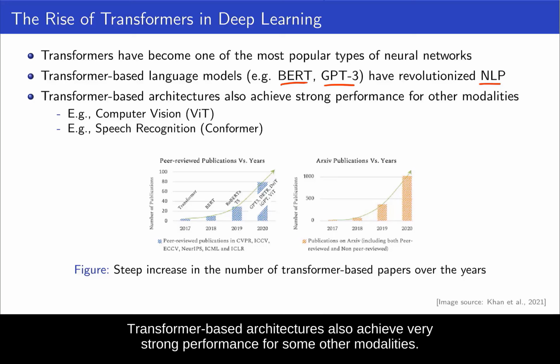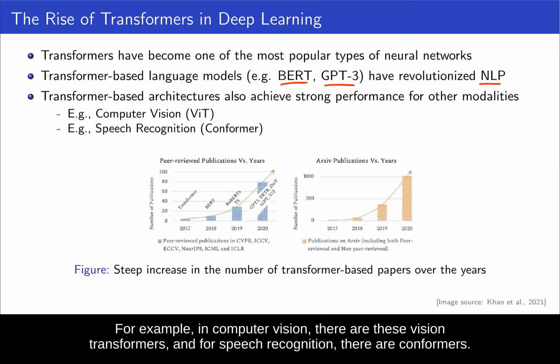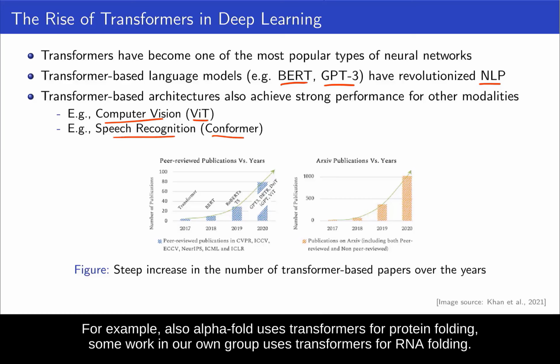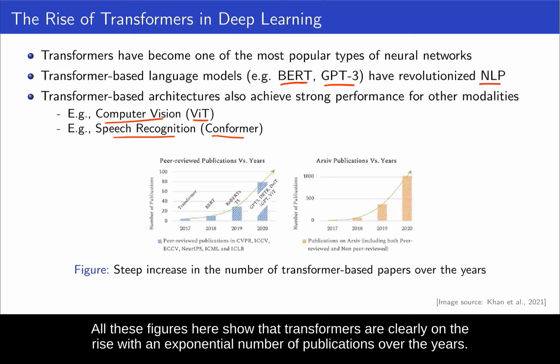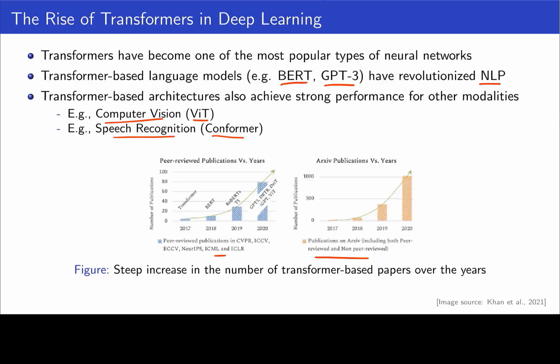Transformer-based architectures also achieve very strong performance for some other modalities. For example, in computer vision, there are these vision transformers, and for speech recognition, there are conformers. Also AlphaFold uses transformers for protein folding. Some work in our own group uses transformers for RNA folding. They are very universal and very strong sequence models. And all these figures here show that transformers are clearly on the rise, with an exponential number of publications over the years.